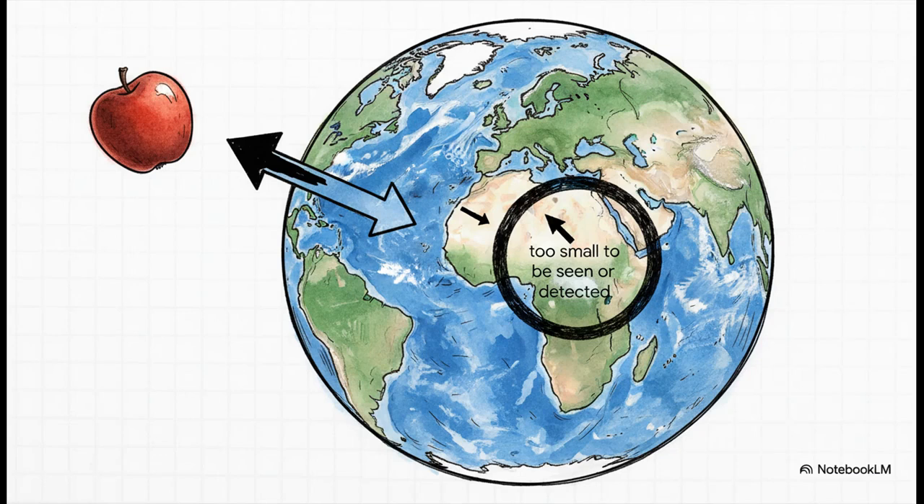And there it is. That's our answer. The Earth does actually move toward the falling apple. But because our planet is so ridiculously massive, its acceleration is so tiny, so infinitesimally small, that it's completely impossible for us to ever notice it. The effect is there, it's just too small to see.